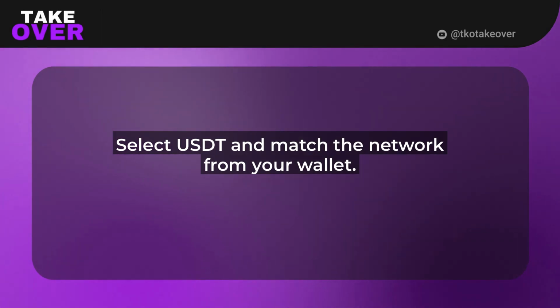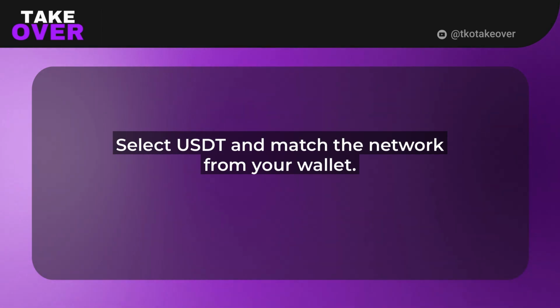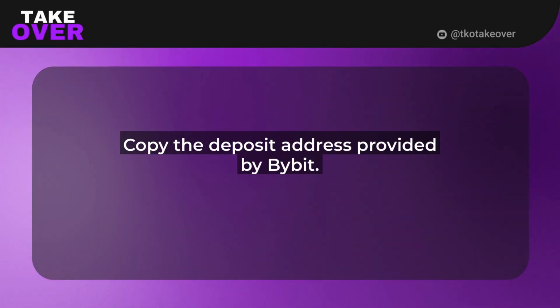Step 3. In Bybit, select USDT as the asset you want to deposit. Make sure to choose the same network that your USDT is on in your wallet. For example, if it's on TRC20, pick that option here. Once selected, you'll see a unique deposit address. Copy this carefully to your clipboard.